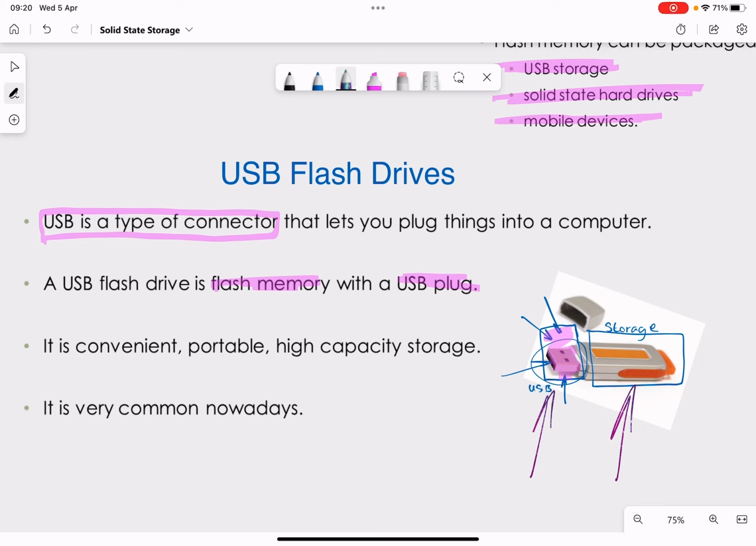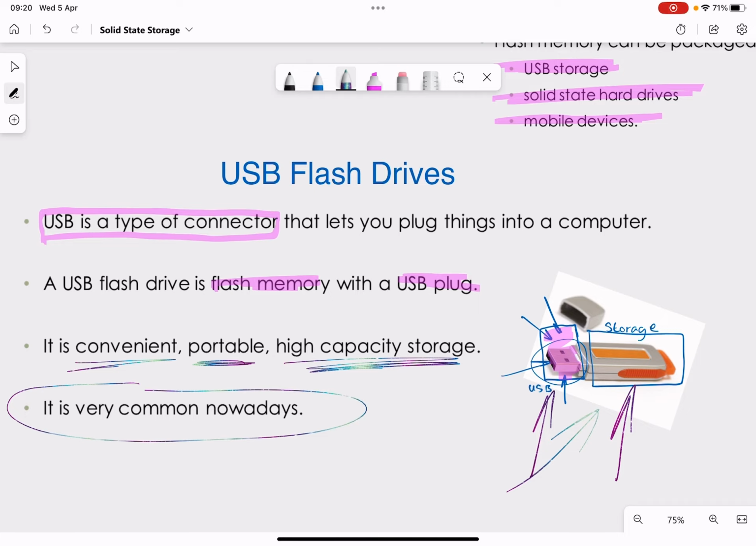Now, it's convenient. Obviously, we know how convenient these are because we can just stick them in a computer and they work, no problem. Very easy to carry around, can be incredibly high storage in a really small device. So all of these things make it really good and convenient to use for students, for professionals, for pretty much anyone. And they're very common. Yeah, you see these for sale in newsagents and everything.